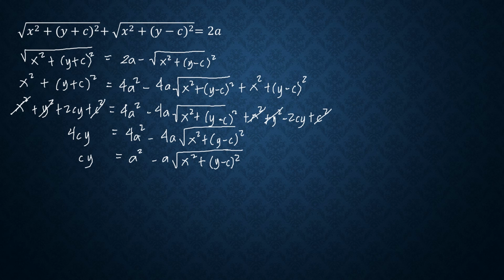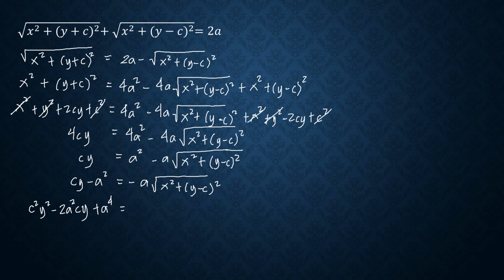Subtracting a squared from both sides, we will have cy minus a squared equals negative a times the square root of x squared plus (y minus c) squared. We still have a radical symbol, so squaring both sides, we will have c squared y squared minus 2a squared cy plus a to the 4th power. On the right hand side, we have a squared times the quantity x squared plus (y minus c) squared. We can expand (y minus c) squared, that is y squared minus 2cy plus c squared.